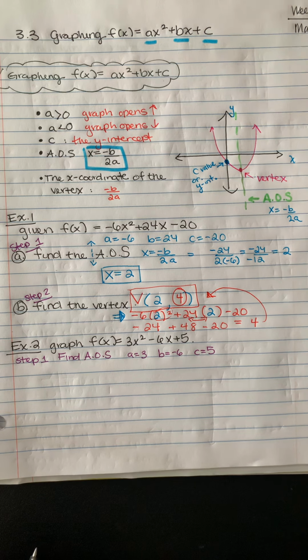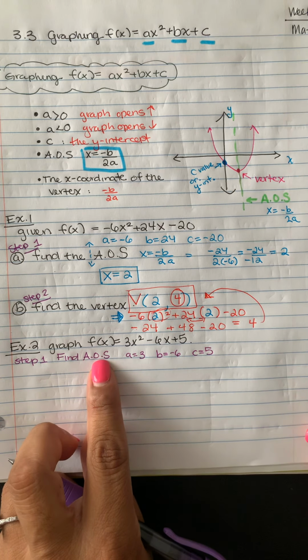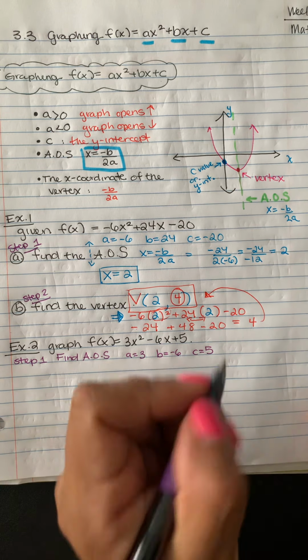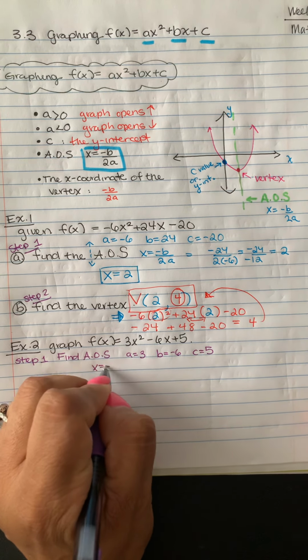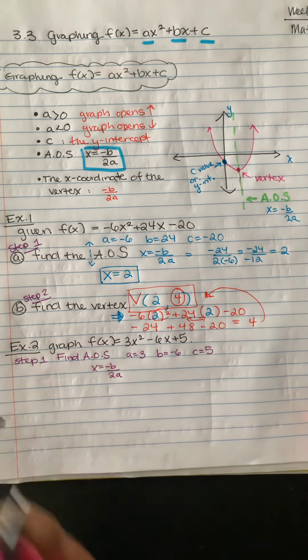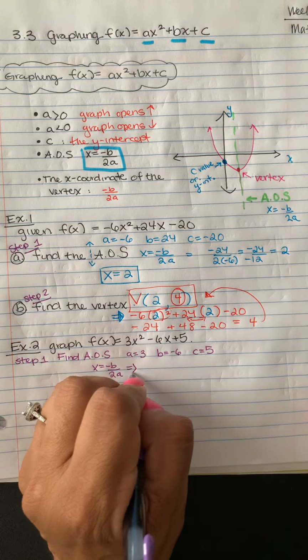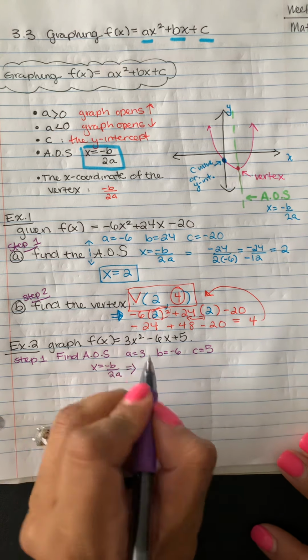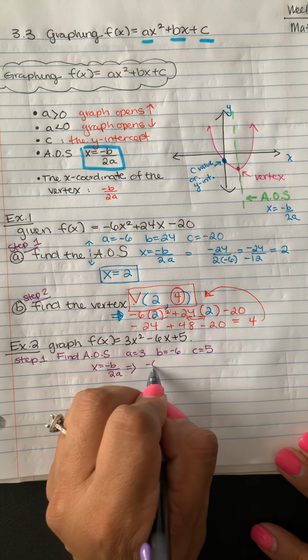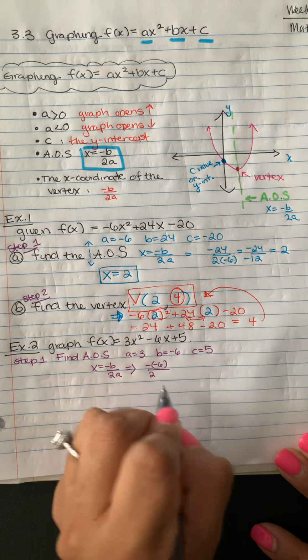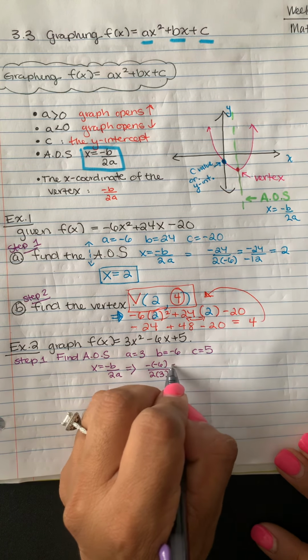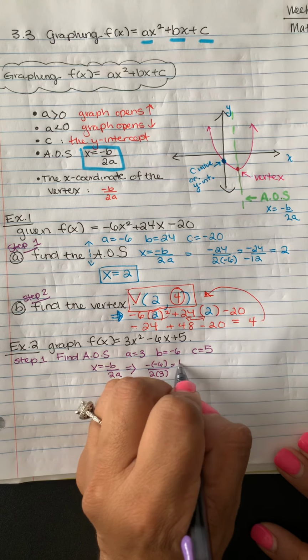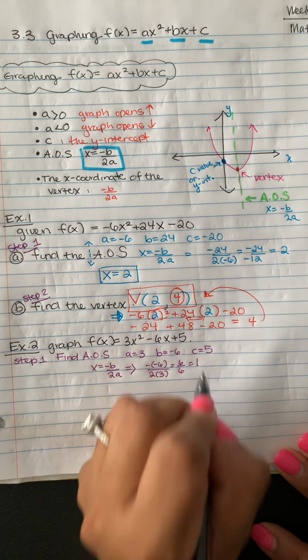In order for us to find our AOS, we know that the formula is x equals negative b over 2a. Please write that out. Let's go ahead and substitute. Negative 6 over 2 times 3 gives us 6 over 6, which means it is 1.